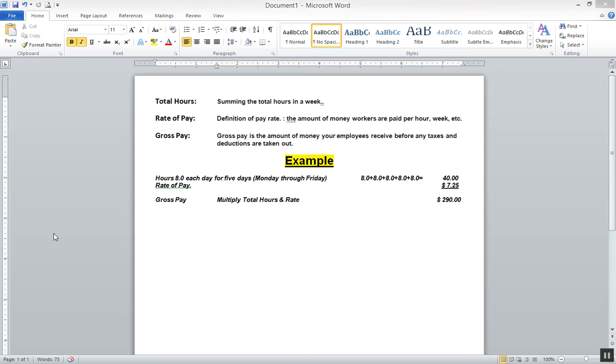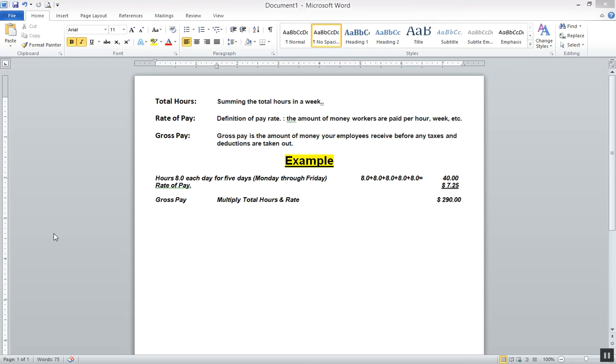The first thing we're going to talk about is total hours. And we've already done that here in the last week or 2 weeks of school. Total hours is literally summing the total hours in a week. So as an example, if we would work 8 hours a day, 5 days a week, if we added up 8 hours plus 8 hours, five times, then we would get 40 hours.